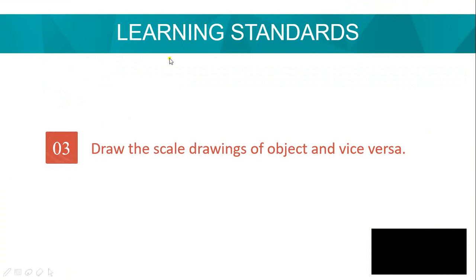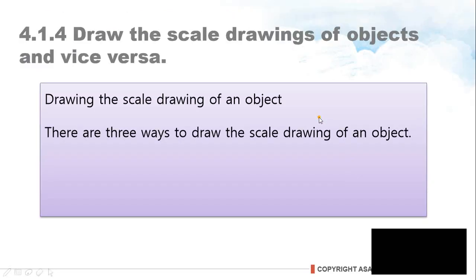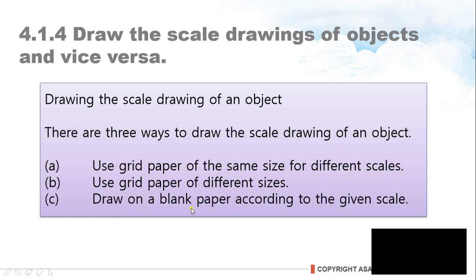Okay, our learning standard is to draw the scale drawing of an object and vice versa. There are three ways to draw the scale drawing of an object. First, use grid paper of the same size for different scales. Second, use grid paper of different sizes. And third, draw on a blank paper according to the given scale. Okay, let's see one by one.